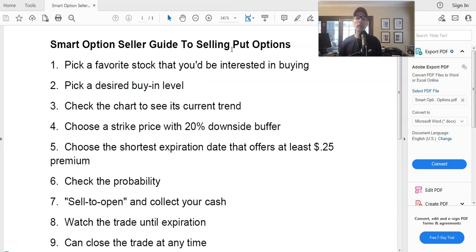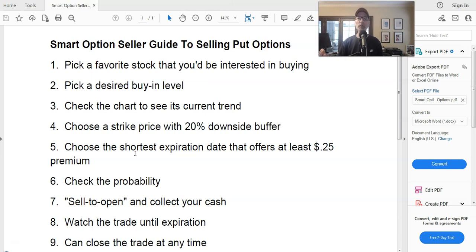But the way we do it at the Smart Options Seller and in the newsletter that we run is that we choose very conservative strike prices. So if the stock's here, we're looking for strike prices way down here to give us a nice buffer. And so our goal really isn't to buy the shares of stock, but if we have to, we will, because the stocks that we choose are really quality stocks. So let's start going over the list here, and then I'll show you some examples of what we can do and how we do it.